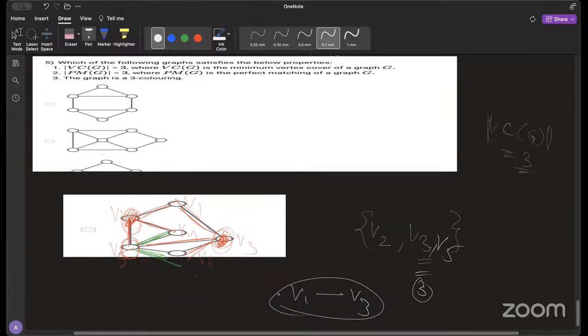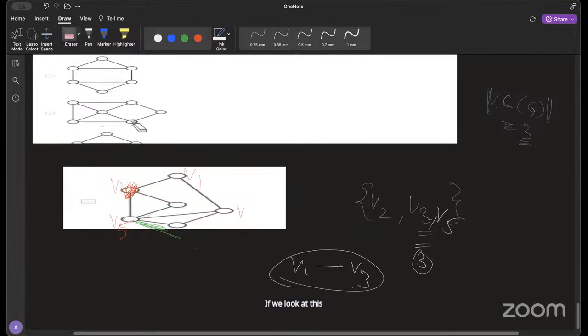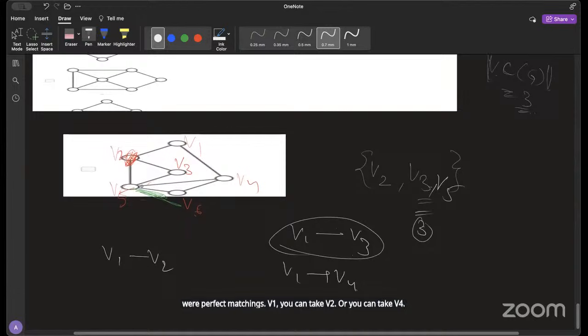If it's asking about the number of perfect matchings in this sense, that V1, V3 could be. So for V1, you have V1 option. If we look at this graph, let's not erase V1, V2, this is V3, V4, V5, and V6. For perfect matchings, V1 you can take V2 or you can take V4. These are 2 possibilities. Then with the V2, so if you've taken V1, V2 together, you can't take these 2.